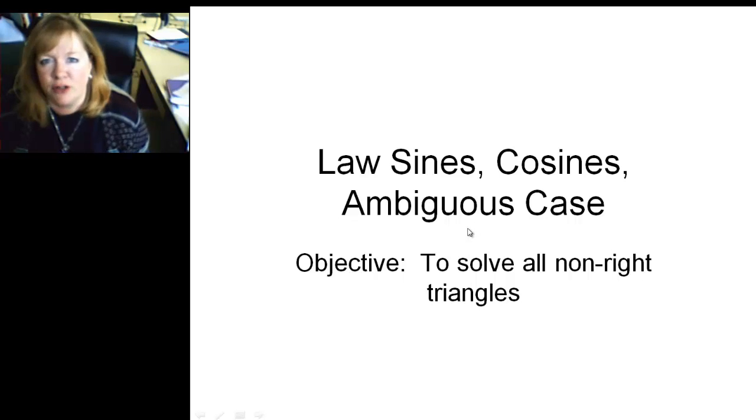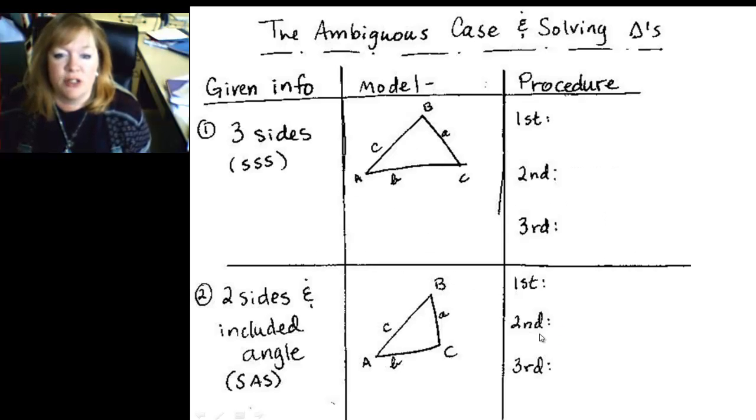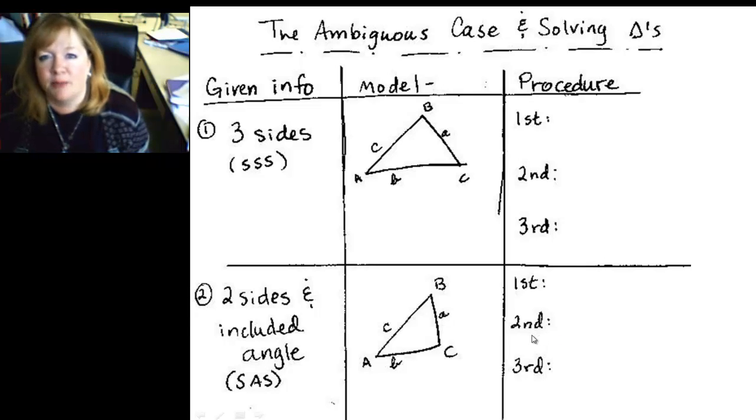But what I want to do is a recap of how to solve any non-right triangle. And all you need to know is if it's a side angle side, a side side side, or that kind of thing. And we're going to give you a specific set of steps to do each one. So let's start out. These are ones we have done before, and hopefully you can find this page in your notes. It's called the ambiguous case solving triangles.